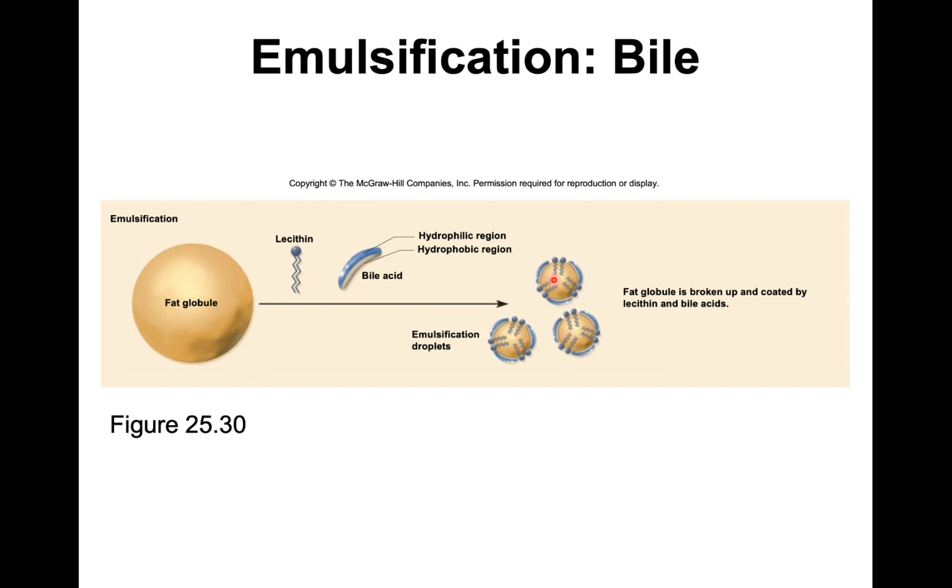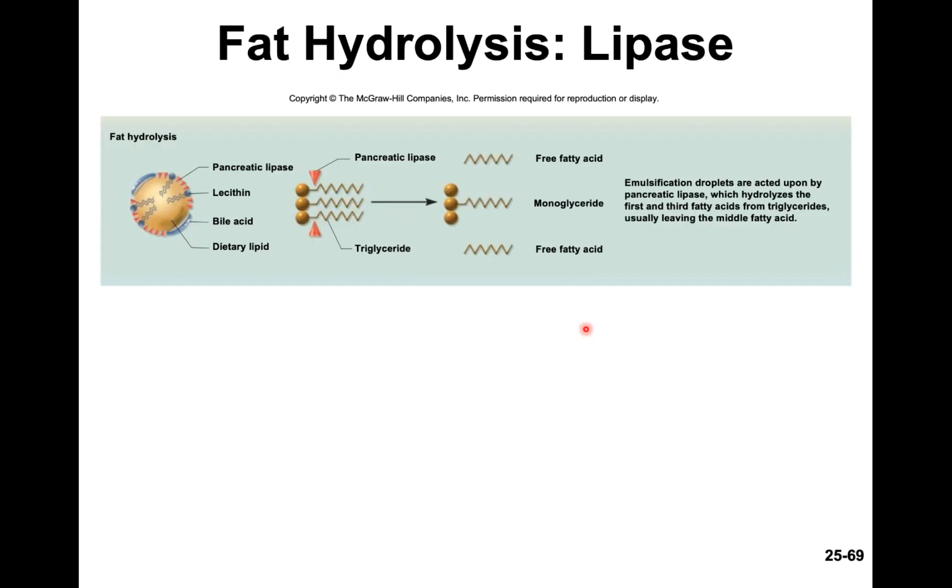Once it's in these tiny droplet forms with a higher surface area, you are then able to more effectively use pancreatic lipase. Pancreatic lipase is the enzyme that's responsible for cutting your fats between the glycerol head and the fatty acid tail. So as humans, the majority of fat that we eat is made out of triglycerides. That means three fatty acid tails and three glycerol heads.